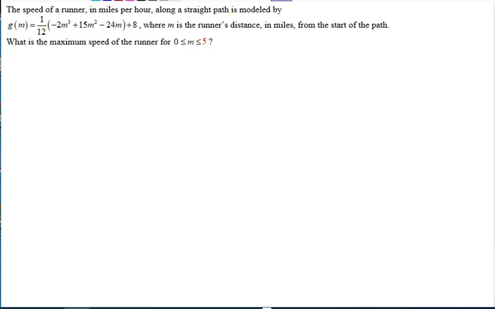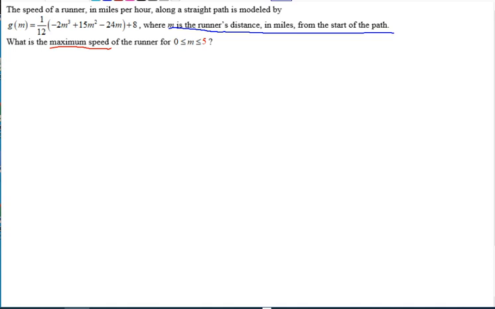So they give you this. This is the function for speed, and m is the runner's distance in miles from the start of the path. What is the maximum speed of the runner on 0 to 5? So we're trying to maximize speed, and they already give us the speed equation. There's no need to draw a diagram.